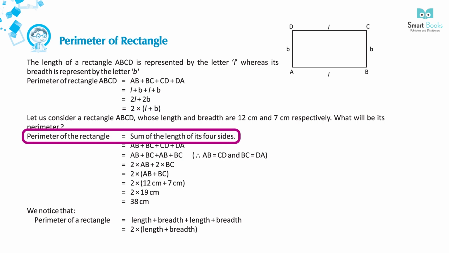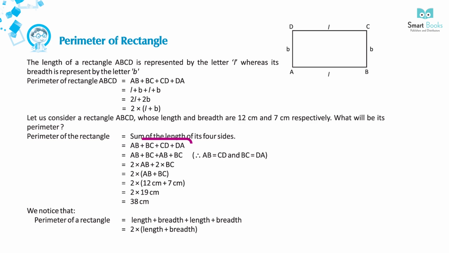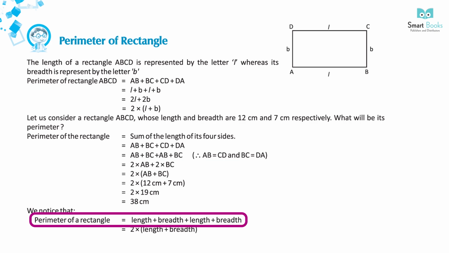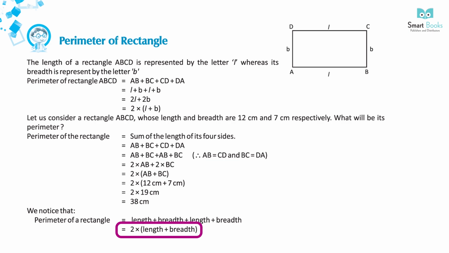Perimeter of the rectangle is equal to the sum of the length of its four sides is equal to AB plus BC plus CD plus DA is equal to AB plus BC plus AB plus BC, because AB is equal to CD and BC is equal to DA, is equal to 2 into AB plus 2 into BC is equal to 2 into AB plus BC is equal to 2 × 12 cm + 7 cm = 2 × 19 cm = 38 cm. We notice that the perimeter of a rectangle is equal to length plus breadth plus length plus breadth is equal to 2 × length + breadth.